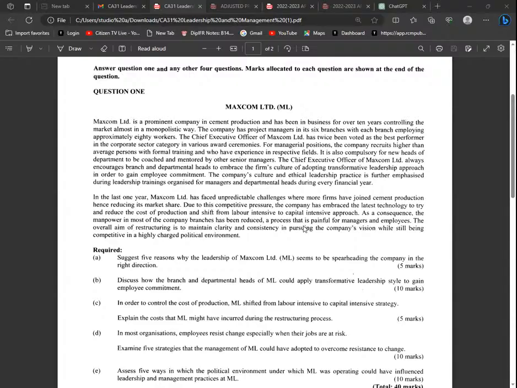So from your own understanding, in your own words, is there somebody who can suggest any reason that makes you believe that the leadership of this company seems to be spearheading the company in the right direction? Somebody in your own language, could you kindly type very fast, what do you think makes you believe that this company is being spearheaded by the management of this entity in the right way? I'm giving you exactly 5 minutes.